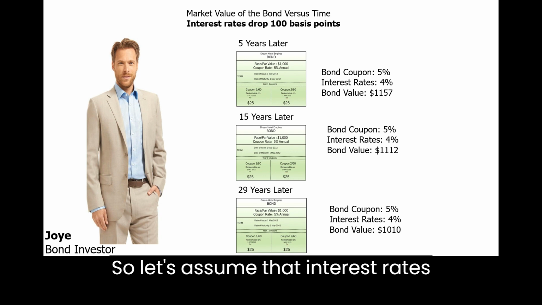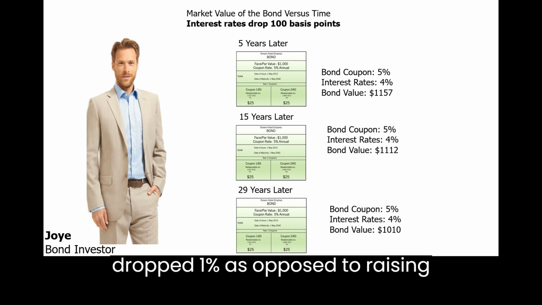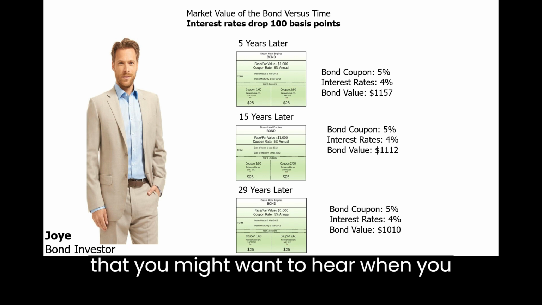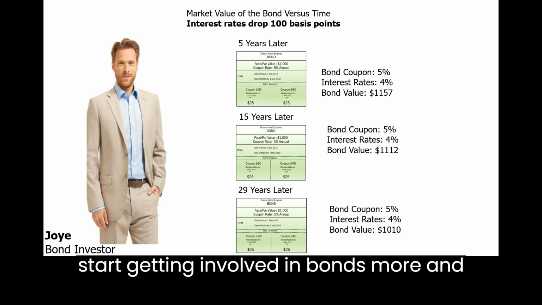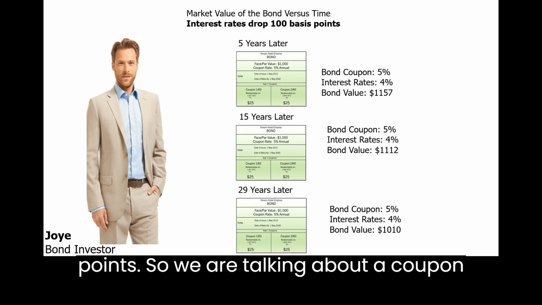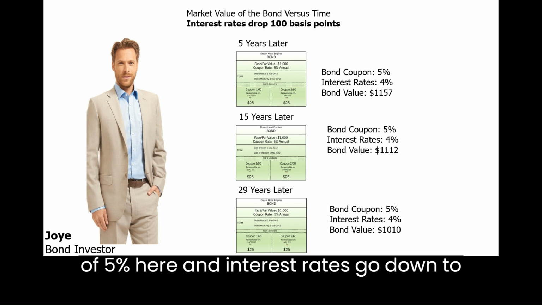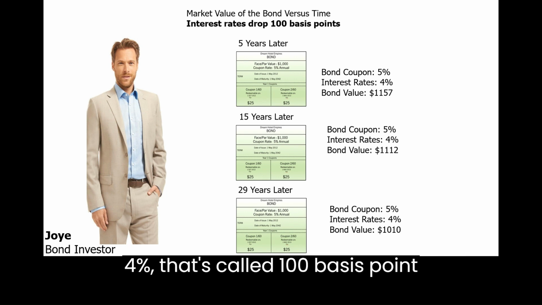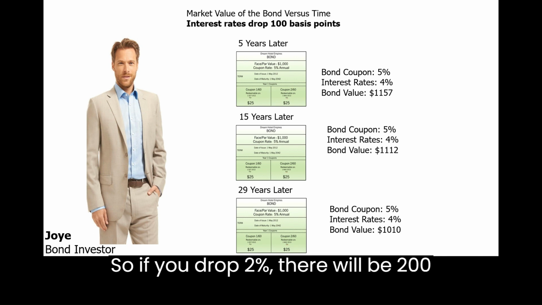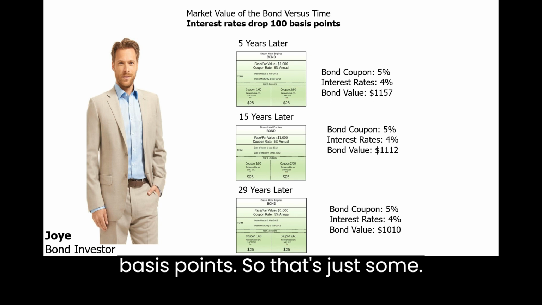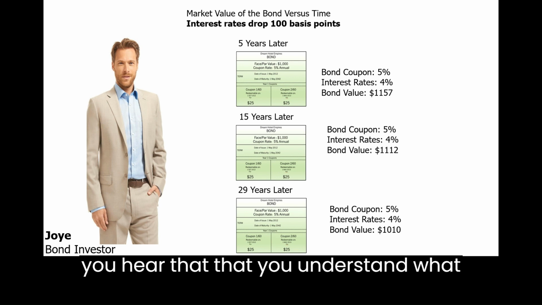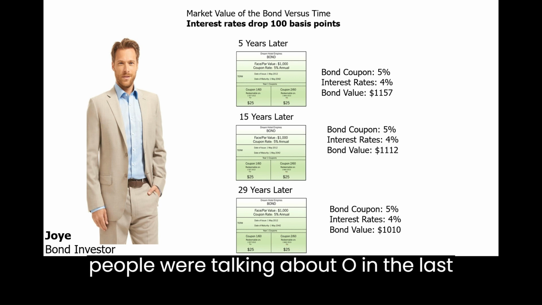So let's assume that interest rates dropped 1% as opposed to rising 1%. Now I want to highlight a term that you might hear when you start getting involved in bonds more. You are going to hear the term basis points. So we are talking about a coupon of 5% here, and interest rates go down to 4%. That's called 100 basis points. A 1% change is 100 basis points. So if it dropped 2%, that would be 200 basis points. That's just some terminology to take with you, so if you hear it, you understand what people are talking about.